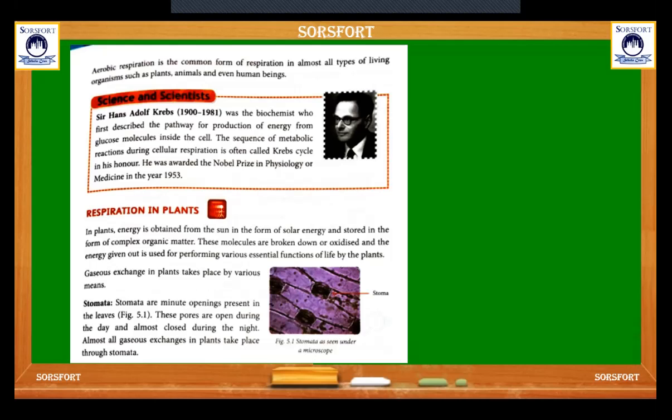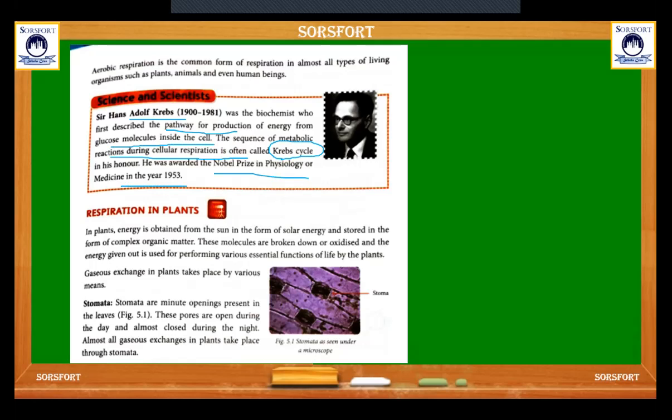Aerobic respiration is the common form of respiration in almost all types of living organisms such as plants, animals, and even human beings. Sir Hans Adolf Krebs was the biochemist who first described the pathway of production of energy from glucose molecules inside the cell. The sequence of metabolic reactions during cellular respiration is often called the Krebs cycle. He was awarded the Nobel Prize in Physiology or Medicine in the year 1953.